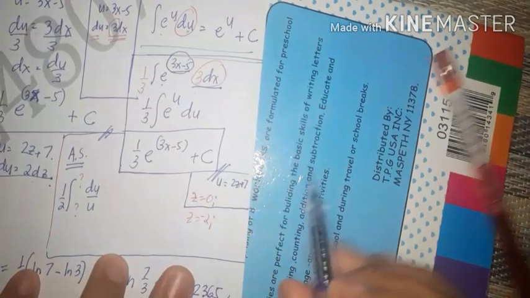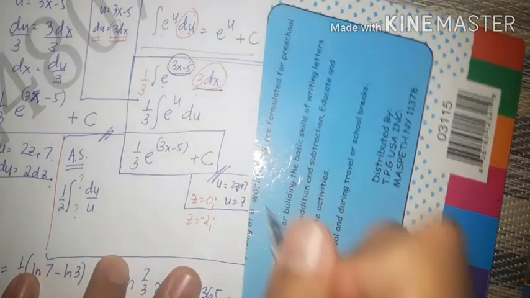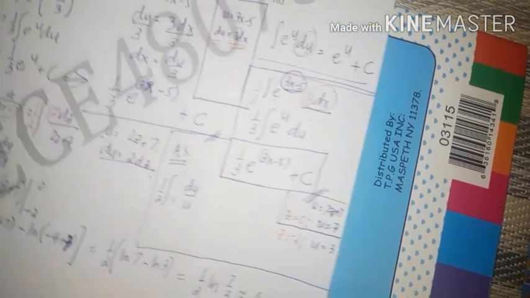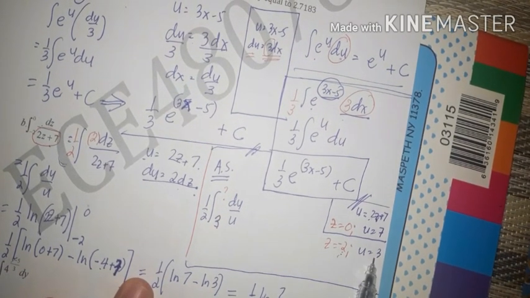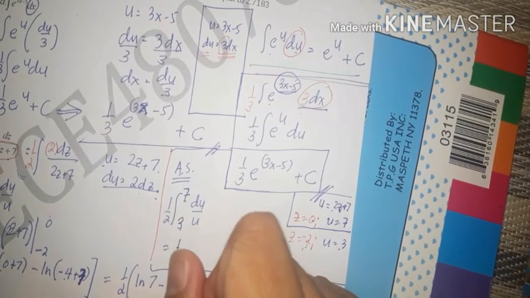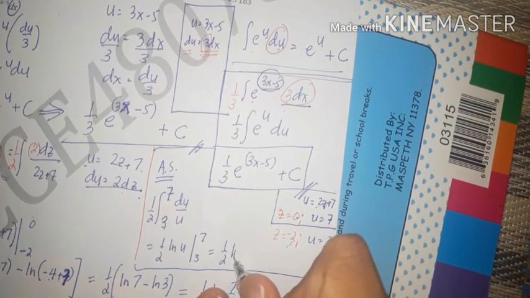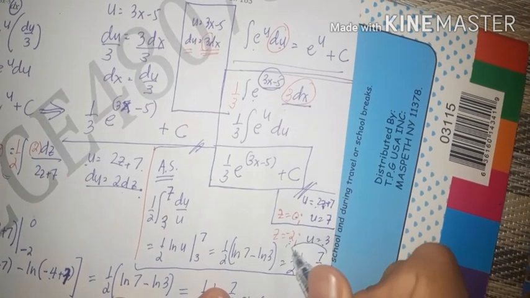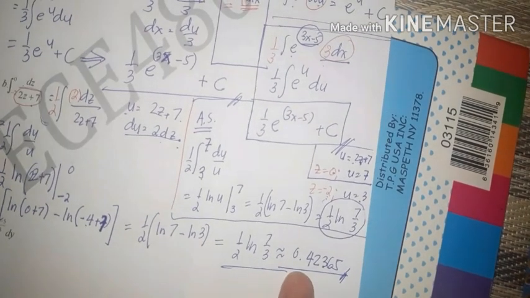So let us try to substitute. 2 times 0 plus 7, the value of u is 7. 2 times negative 2 for the lower limit plus 7, u is 3. Negative 4 plus 7. So therefore, the lower limit is changed from negative 2 to 3, and the 0 becomes 7. So this now gives you 1/2 ln of u from 3 to 7. Applying the limits, that gives you 1/2 ln of 7 minus ln of 3. That is the same as 1/2 ln 7/3. So that will be our answer. And again, that is approximately equal to 0.42365.